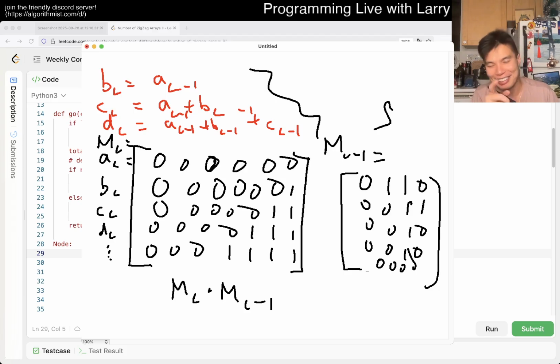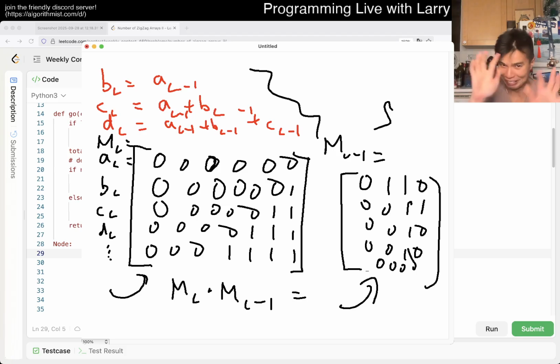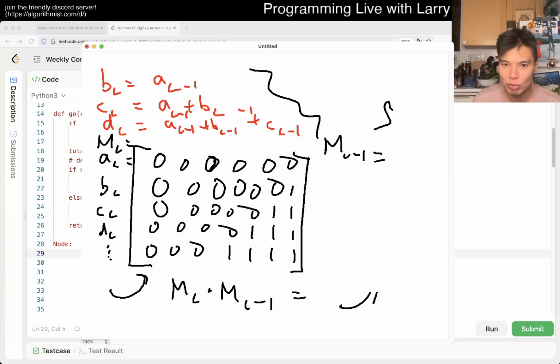I may be wrong on this, because maybe they're going the wrong way depending on which way you count. But either way, applying this is the same as applying this and then applying this afterwards, or maybe the other way around. My fault. But in any case, for this particular problem, M of L minus 1 is actually equal to M to the L, right? Because the transition matrix doesn't change.